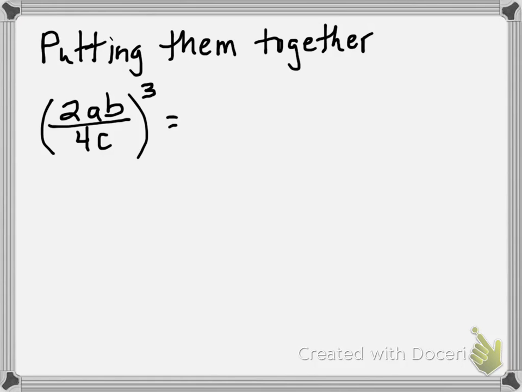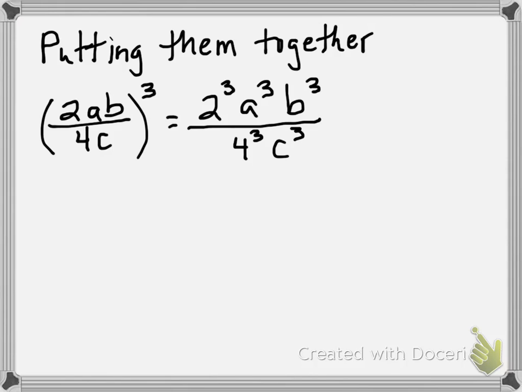If you notice, they had the same rule anyway, so when I put them together, obviously I followed the same rule. So everything in the parentheses gets the exponent. So I have 2 to the third power times a to the third power times b to the third power divided by 4 to the third power times c to the third power. Notice the 3 just went to everything. It went to the 2, to the a, to the b, to the 4, to the c. Okay? Then all I have to do is simplify.